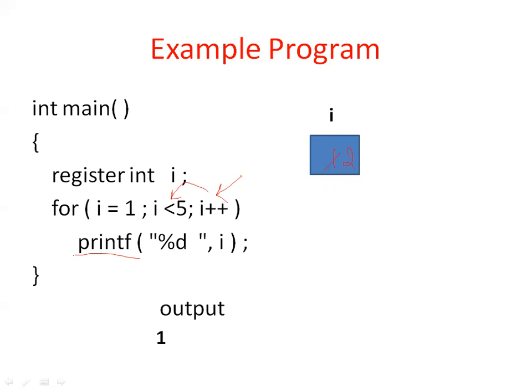So again, it enters the loop. Since there is only one statement, it executes this printf statement. printf %i. So this time, what is the current value of I? 2. So 2 will be printed on the screen. Then again it goes to this incrementer section I++. This time I contains the value 3.